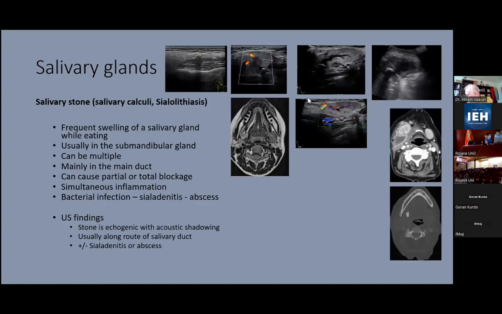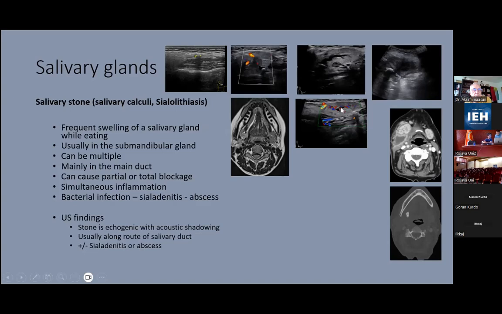Then we come to the salivary stones, also called salivary calculi or sialolithiasis. You have frequent swelling of the salivary gland while eating, usually in the submandibular gland. It can be multiple, and usually the stone is in the main duct and can cause partial or total blockage. With this, you might have simultaneous inflammation, sometimes superadded bacterial infection leading to sialadenitis and abscess.